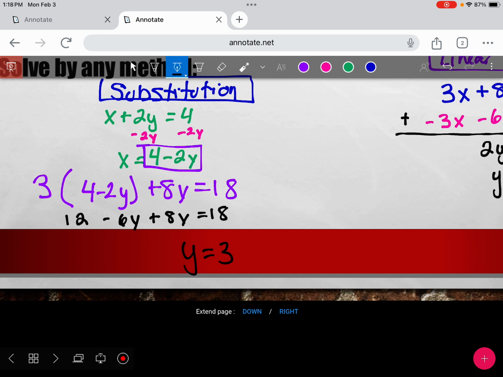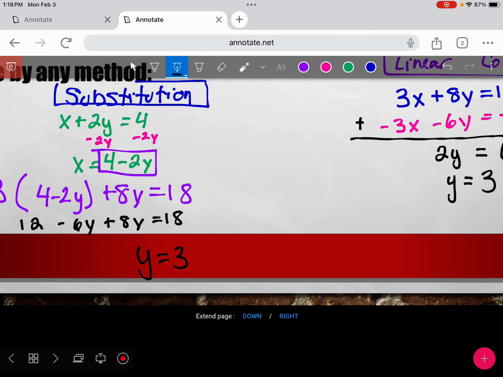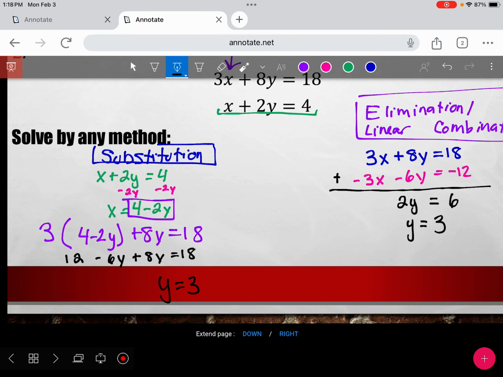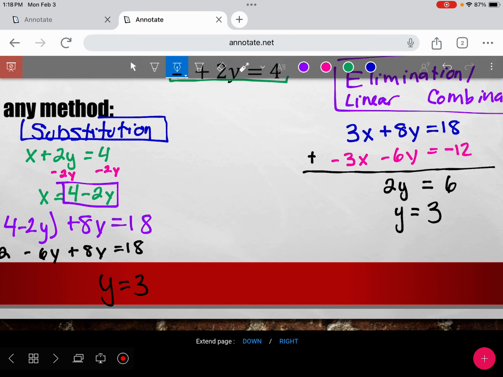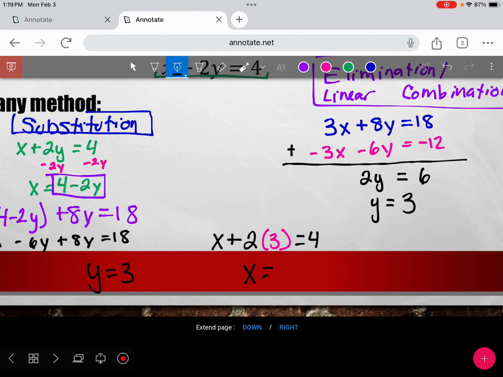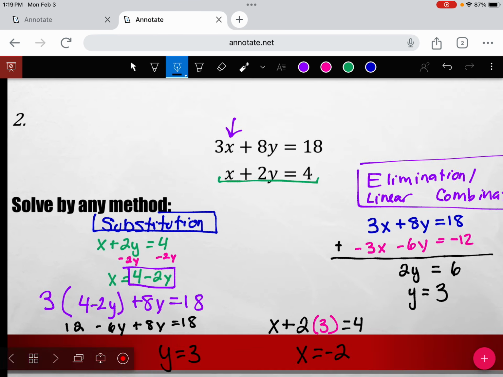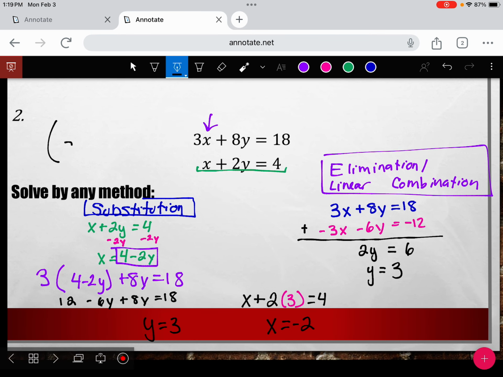To figure out what our x is, we just have to pick any of our equations. Pick one of them to get back in and find that x value. It doesn't matter which one we pick. We can take x plus 2 times y, 2 times that 3, equals 4. So what do we get as our value of x for this system? -2. Our x would be -2. So the solution to this system is the point -2, 3.